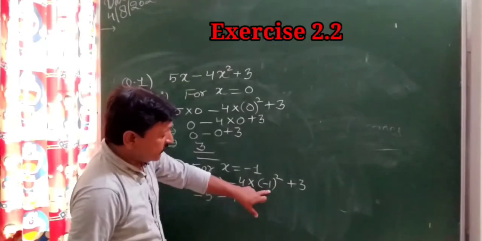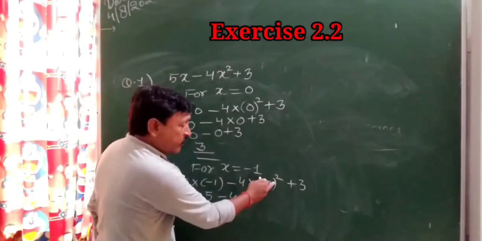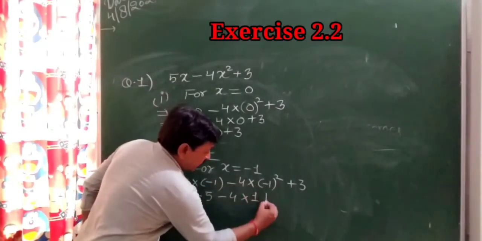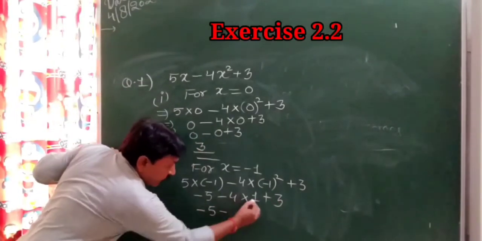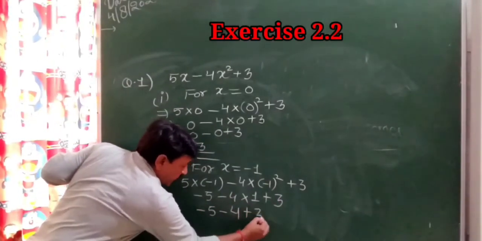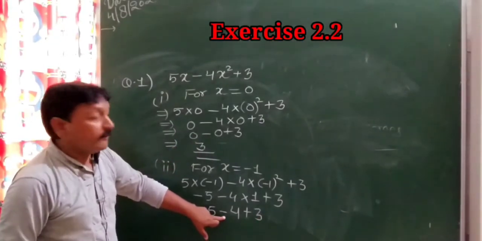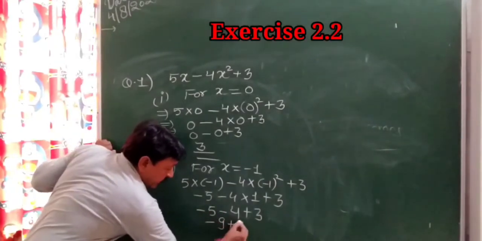First of all, solve this. When the bracket opens, the square will apply to the minus and the 1 also. Minus into minus is plus, and 1 into 1 will be 1, plus 3. Now see, -5, 4 into 1 is -4, plus 3. We all know minus minus is plus, but here with the negative sign, so -5 minus 4 will become -9, plus 3.